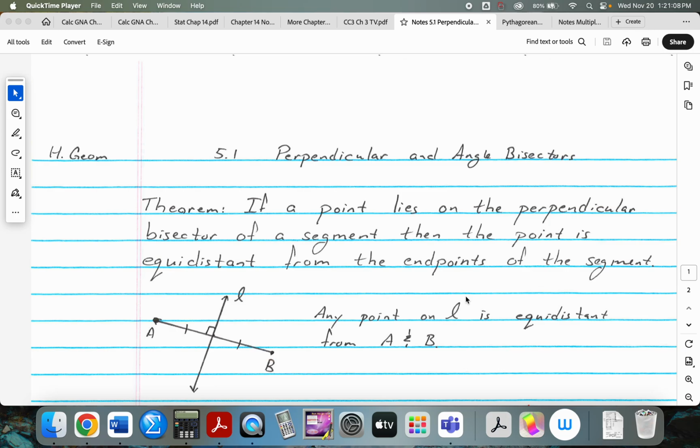Today we're going to start the next unit, which is a short unit. We'll have a quiz on it and a test on it after the break.